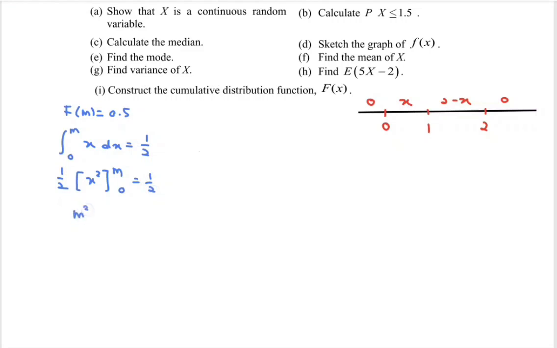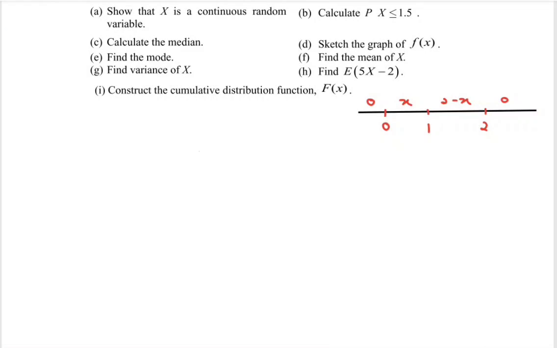Then m squared minus 0 equals 1. Rewrite the situation. m squared minus 1 equals 0. So (m minus 1)(m plus 1). m equals 1, m equals negative 1. By referring to the real number line, the answer would be between 0 and 2. So here we notice that this is out of the range. So the median would be m equals 1.